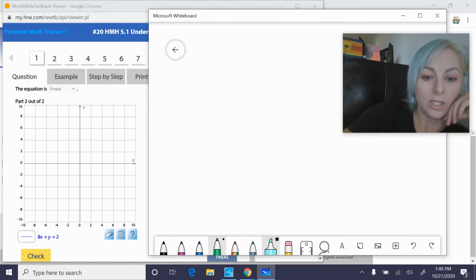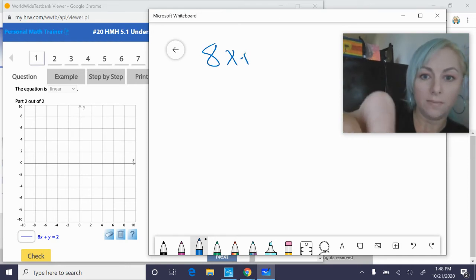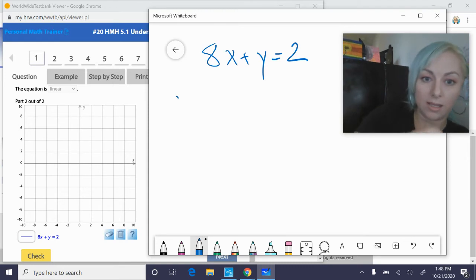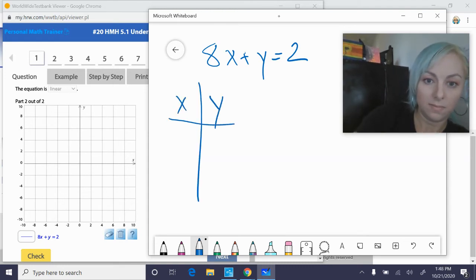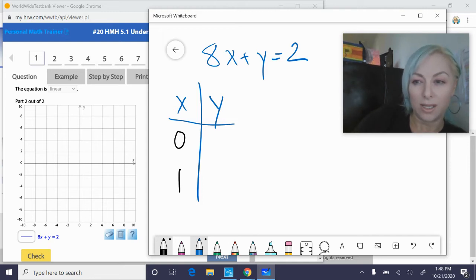All right, so the equation that they're giving me is 8x plus y equals 2. And so I could quickly make a table and pick a couple values for x. Really easy ones to work with are 0 and 1. Those are always easy to do calculations with. And because I'm going to be graphing through a computer-based program, I don't need a lot of points to make an accurate graph. I only need 2. That's the minimum you would need to have a line.